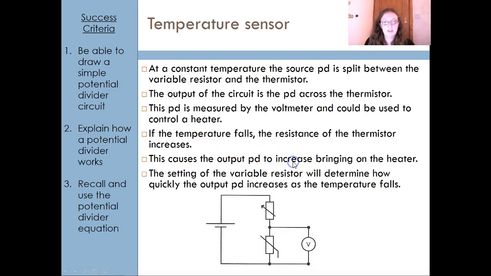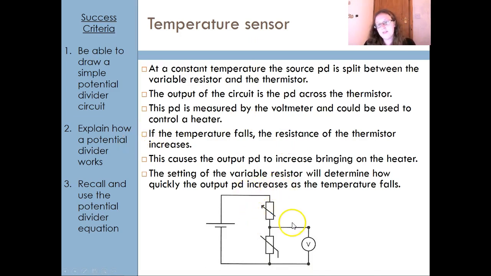And equally, when the temperature goes back up, the resistance in the thermistor will go down, because it has a negative temperature coefficient. It will go the opposite way to the temperature. So temperature goes up, resistance goes down, heater turns off. It's really useful, really helpful. It's kind of how the heating system in your house works.